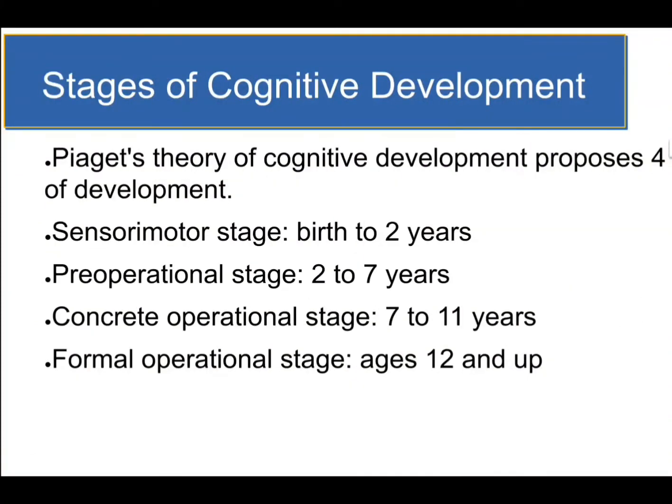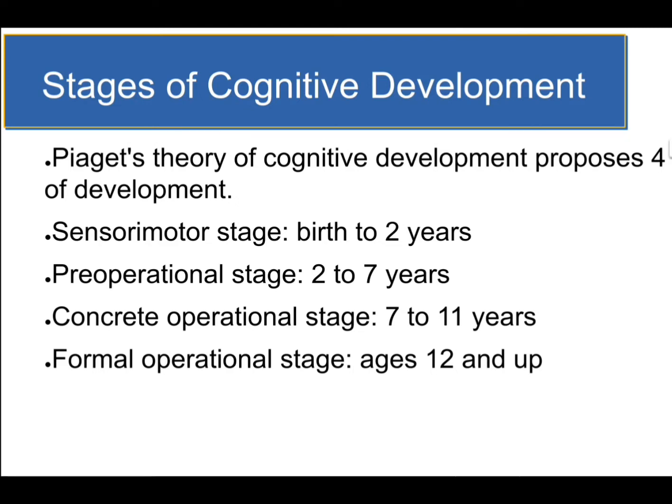The next is stages of cognitive development. Here, Piaget has given four stages of cognitive development. First is the sensory motor stage, from birth to 2 years. Then the pre-operational stage, from 2 to 7 years. Then the concrete operational stage, from 7 to 11 years. Then the last is the formal operational stage, after 12 years.